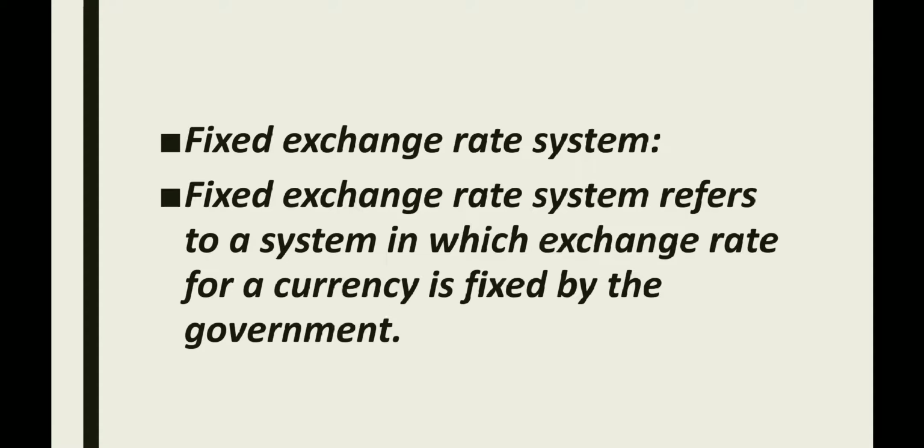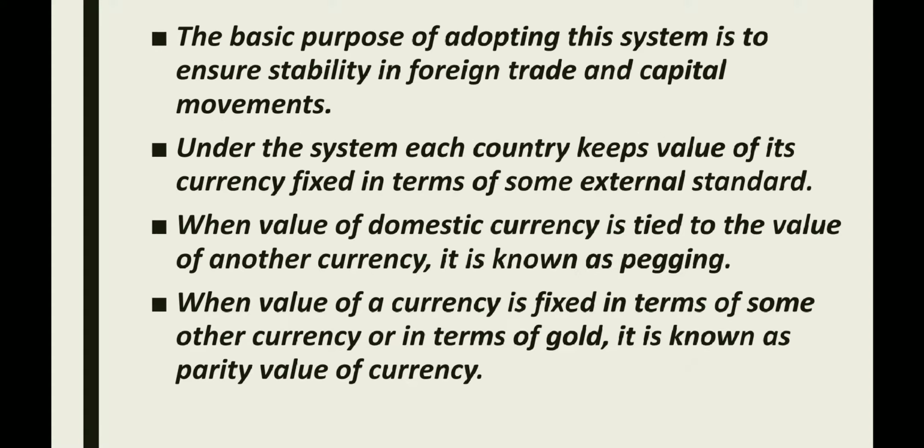The three main types of foreign exchange systems are fixed exchange rate system, flexible exchange rate system and managed floating rate system. The first one is fixed exchange rate system. Fixed exchange rate system refers to a system in which exchange rate of a currency is fixed by the government. The basic purpose of adopting this system is to ensure stability in foreign trade and capital movements.